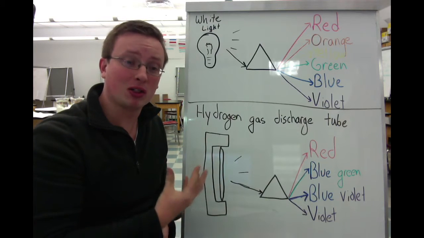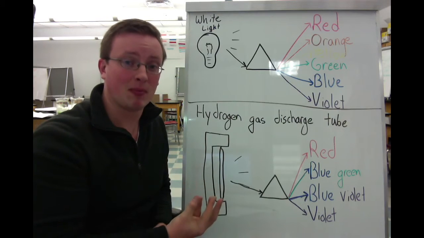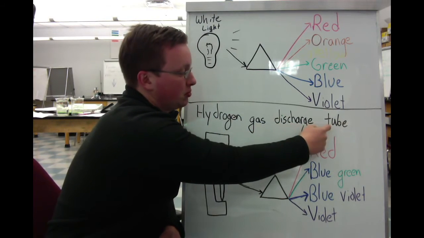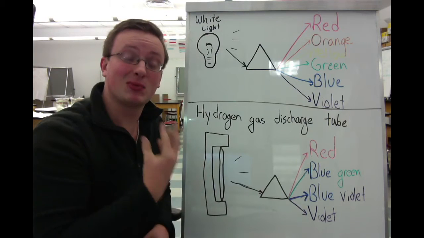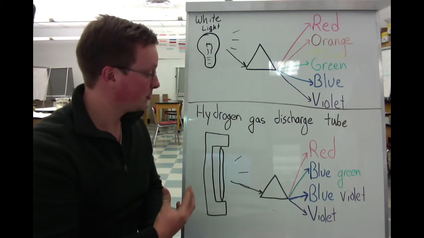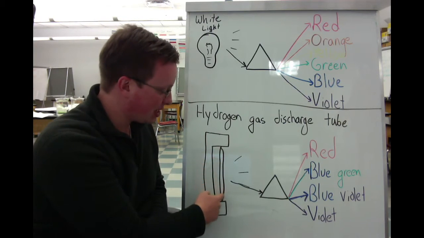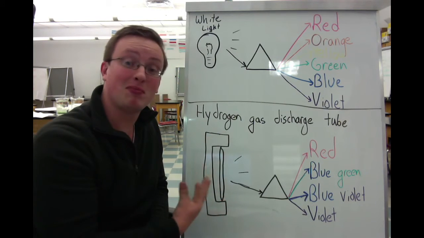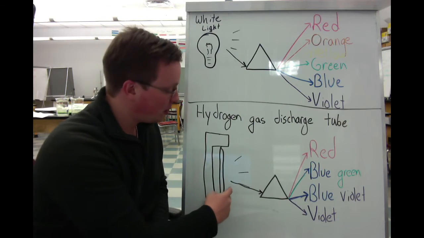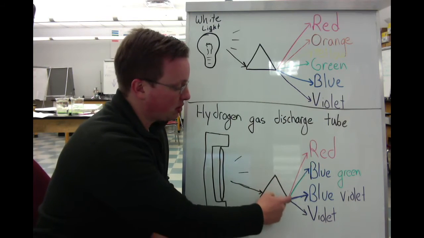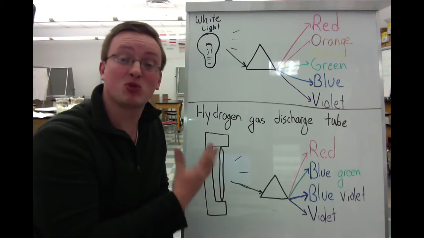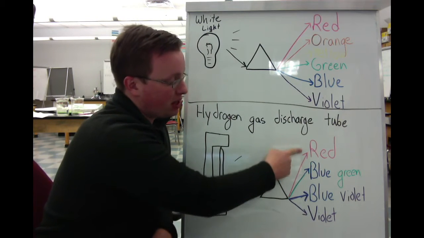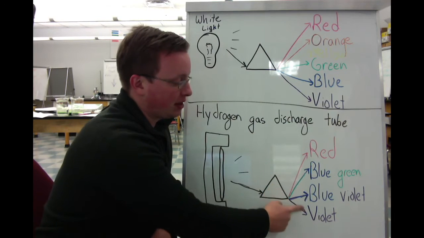However, not all spectrums of light are the same. For example, if you have a hydrogen gas discharge tube, you can see the spectra for hydrogen. If we take hydrogen gas and put it in a tube and then run an electric current through it, it emits light. If we take that light and split it up using a prism, we can see the spectrum for hydrogen light. It contains red, blue-green, blue-violet, and violet.